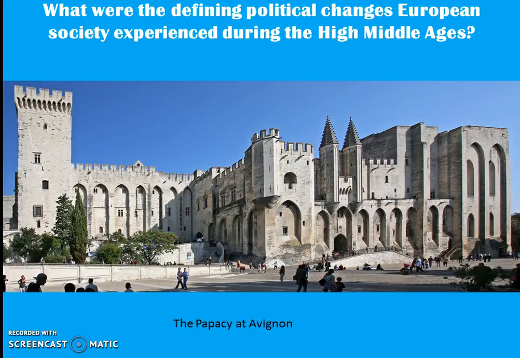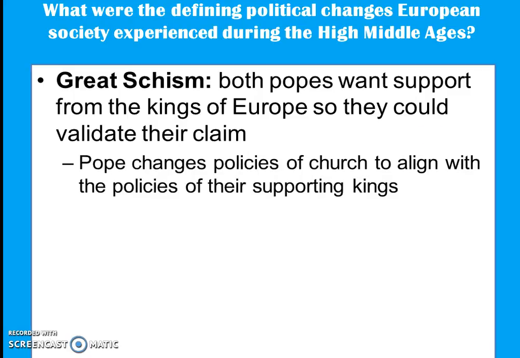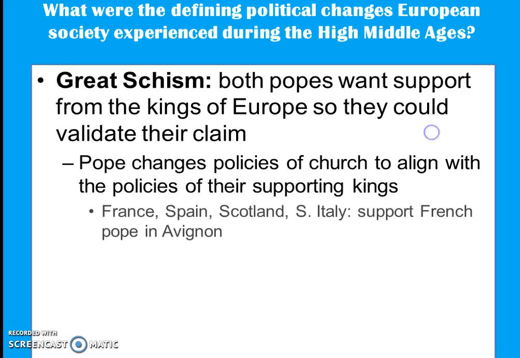Now remember, France and England had gone to war for 120 years about, and they did not like each other very much. And they had gained strong allies as well as strong enemies along the way. So both popes want the support from the kings of Europe so they could validate their claim, just like our two presidential potential candidates would be vying for votes of all of the American people. So the popes changed their policies of the church to align with the policies of their supporting kings. So they change what the church stands for in order to better suit the needs of the kings, because they need that support from the kings.